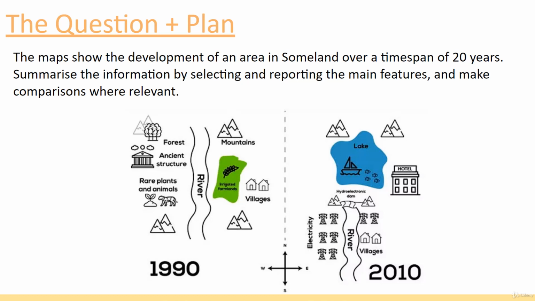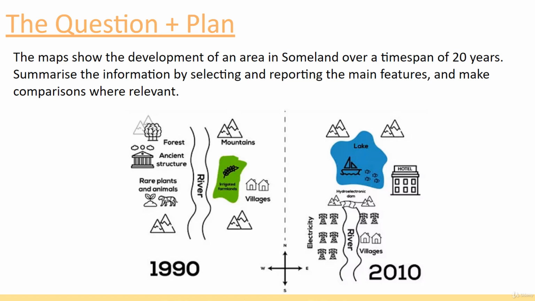Let's take a look at map 2 in 2010. So we can still see the river runs in the same area, of course. Rivers always tend to stay in the same location. But there is a dam added, a hydroelectric dam, which really cuts off half of the natural flow. These are all things we can describe.